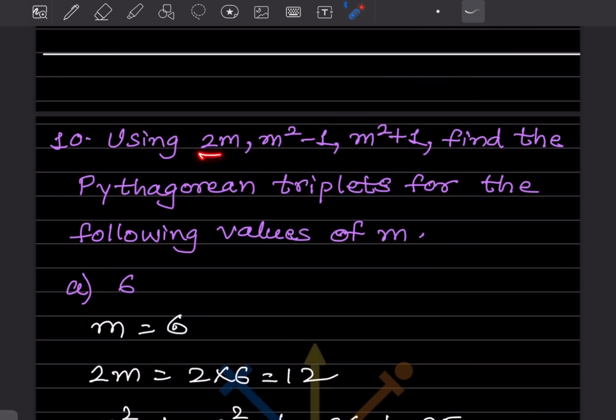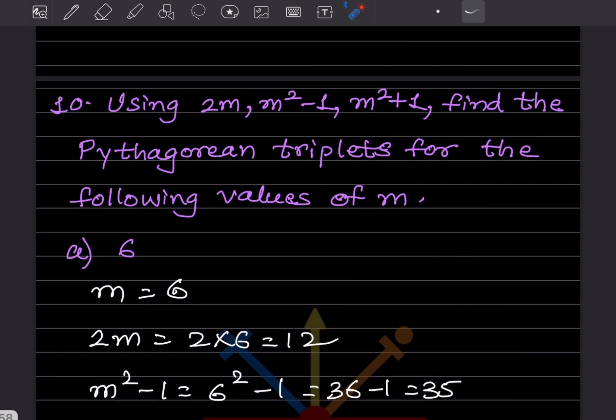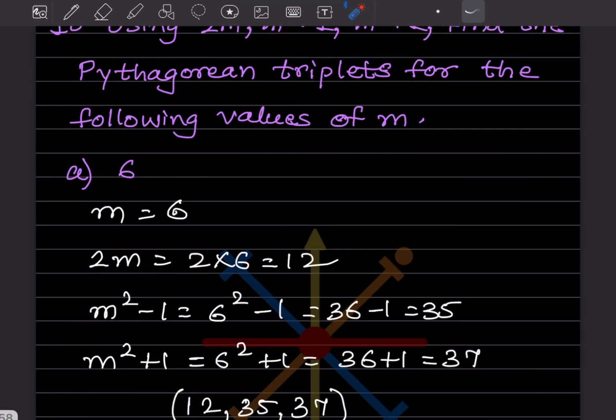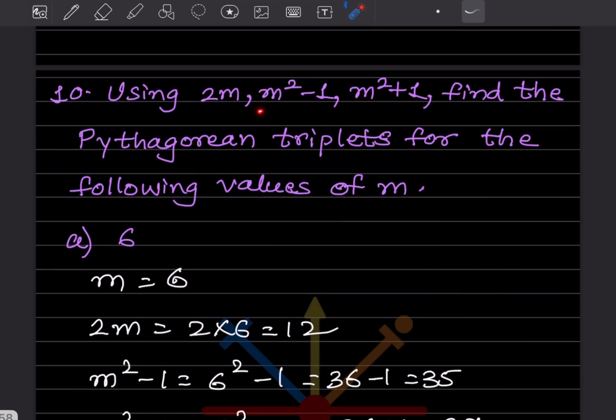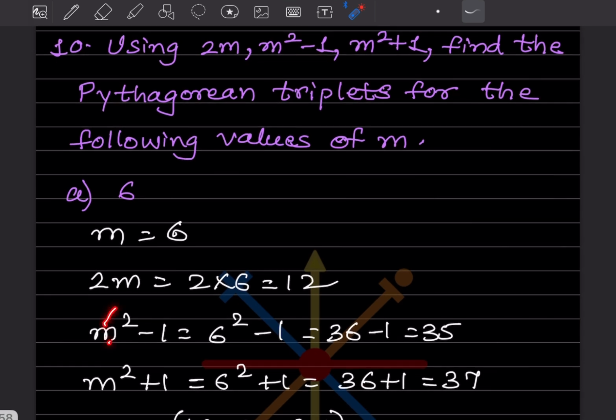Using 2m, m square minus 1, m square plus 1, find the Pythagorean triplets for the following values of m. So the value of m is given as 6. So now 2m: wherever you see m, you put 6 there, and 2 stays as it is. So that is 2 times 6, which is 12. Then m square minus 1. In place of m, you put 6 square, and the minus 1 stays as it is. So that is 36 minus 1, which is 35.